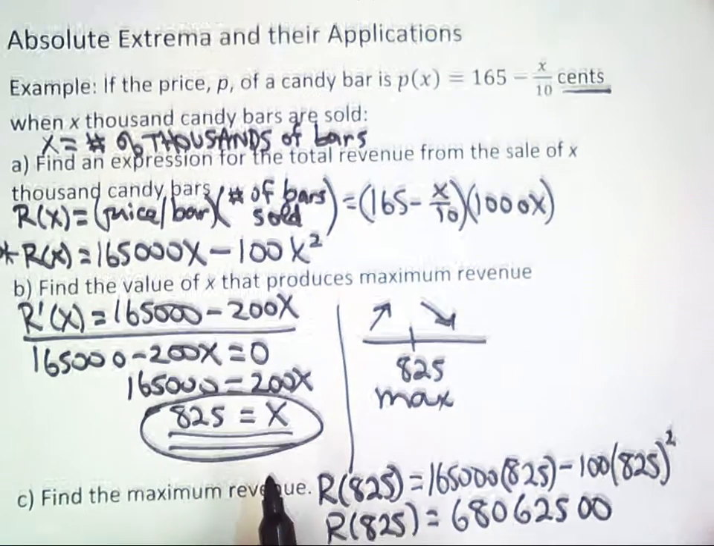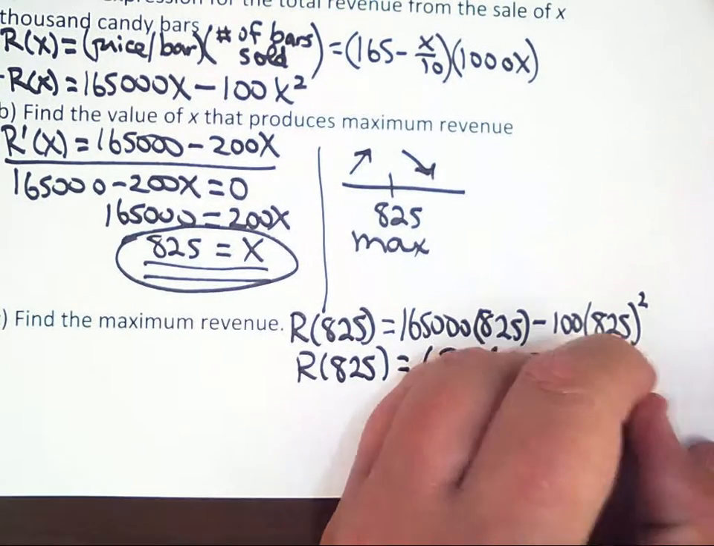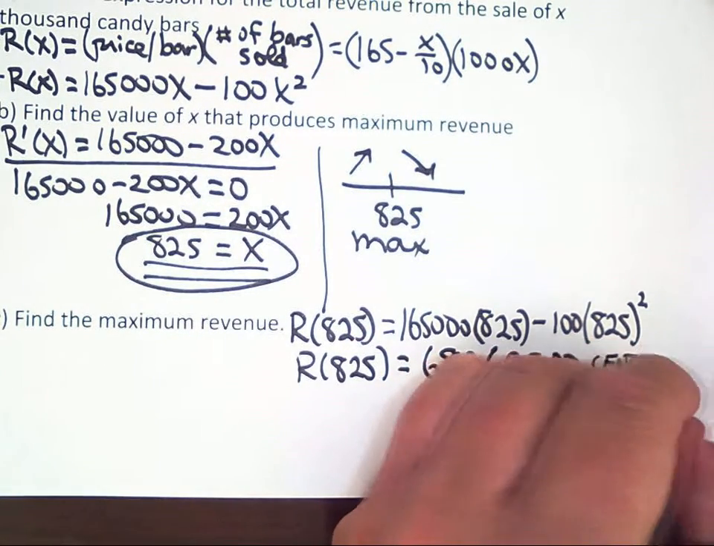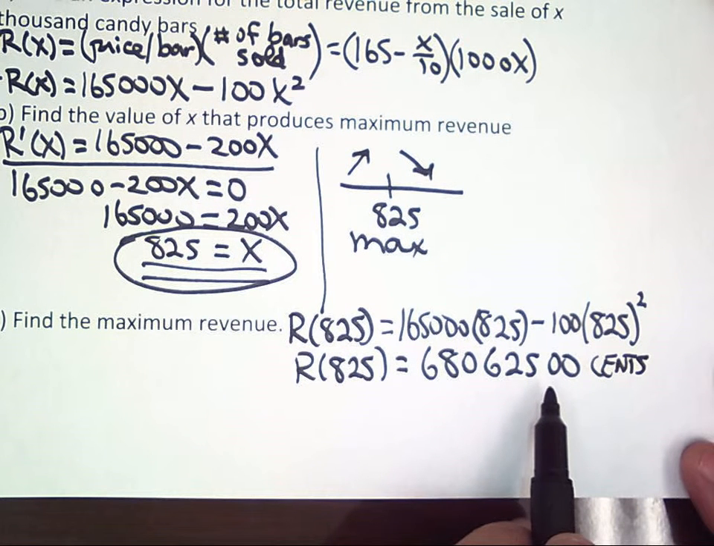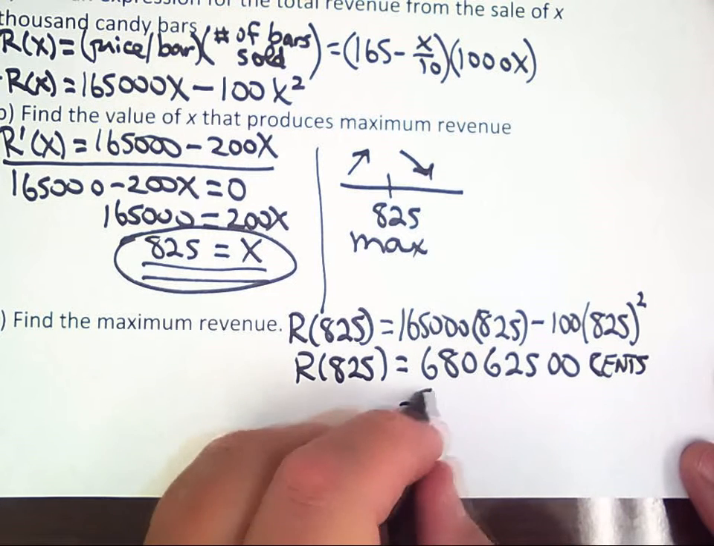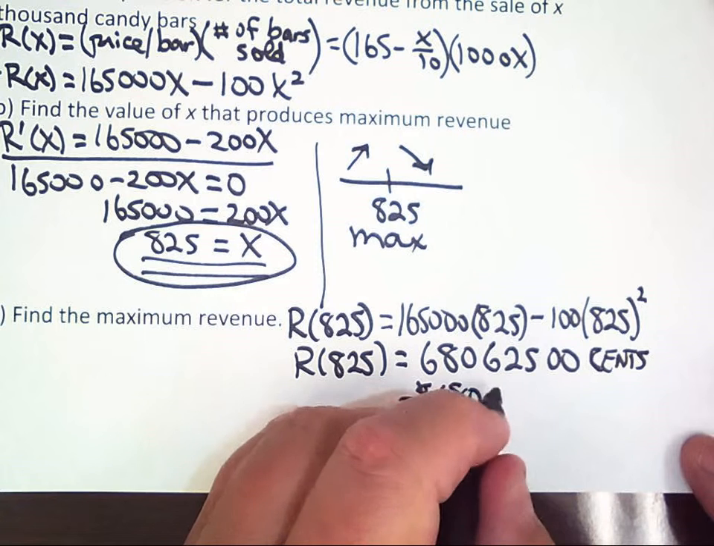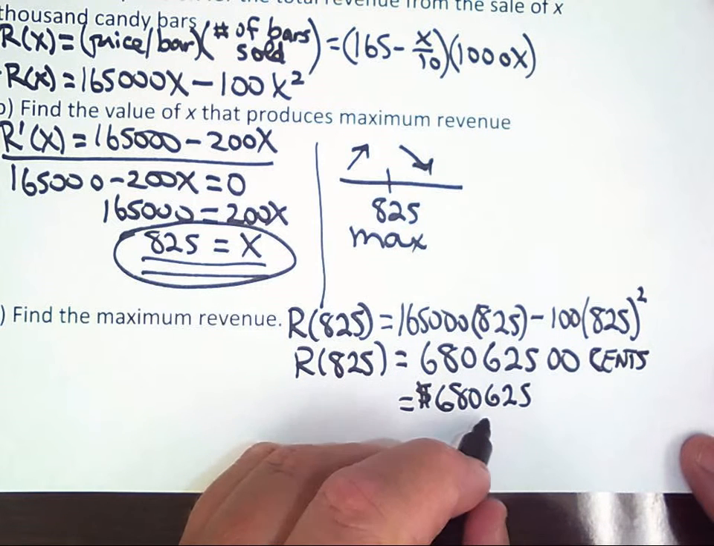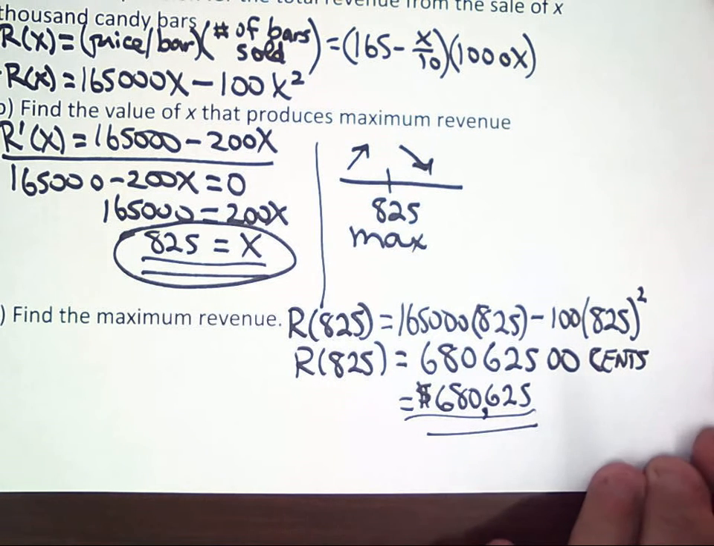Remember from way back long ago, this is in cents. So this is how many cents of revenue there are. We probably want to rewrite that in dollars. Remember, you just move the decimal place 2 places to the left to change cents to dollars. We probably don't want to leave that in cents. So that would be 680,625. In other words, $680,625. So the second point of confusion is forgetting to change your cents to dollars in the end.